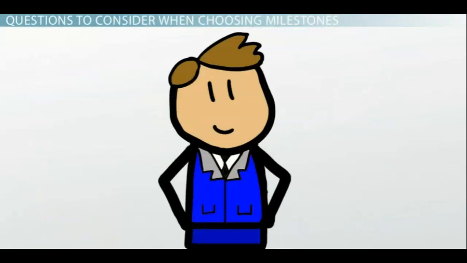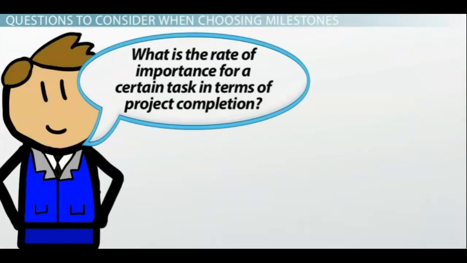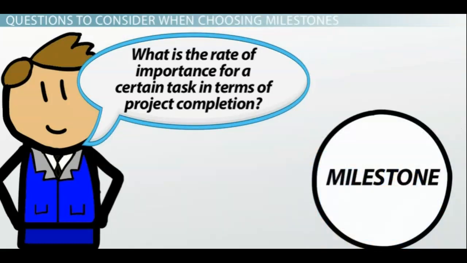As an aspiring project manager, you may want to use the following 3 questions to help you determine milestones for a project. One question you'd ask is, what is the rate of importance for a certain task in terms of project completion? If you answer it's very important, then that task could be a milestone.